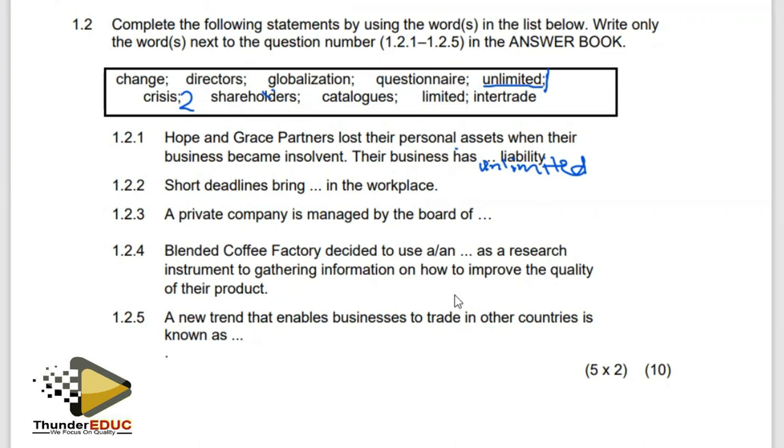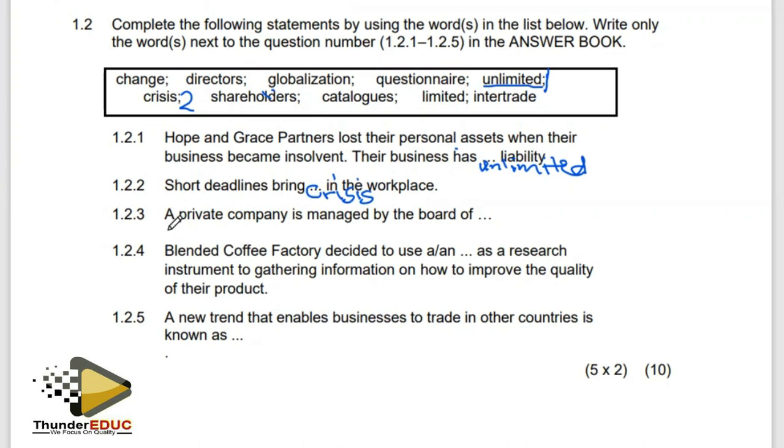It brings about crisis, which is caused by forcing employees to do their work within the shortest period of time possible.